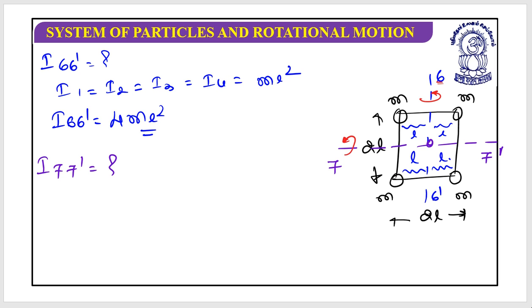In this situation, it is moving in the vertical plane, while in this situation it is moving in the horizontal plane. Or we can say across the horizontal plane or across the vertical plane. But what I7 dash should be is the same thing: this would be L, this would be L, and so on. So I7 dash would again be equal to 4 mL square.